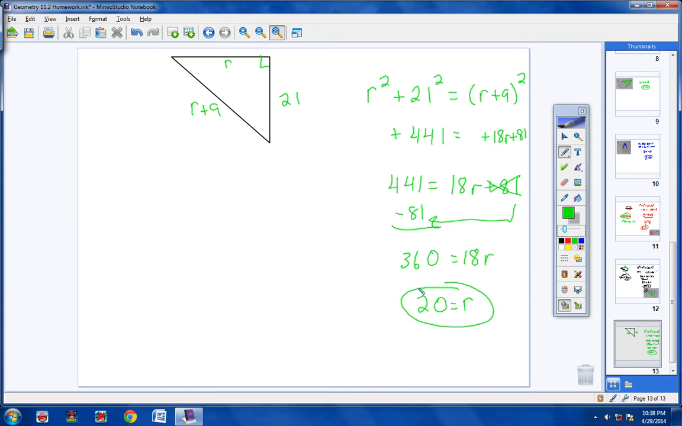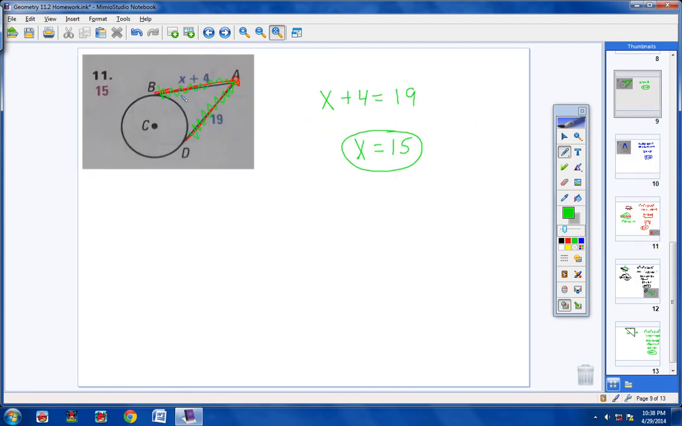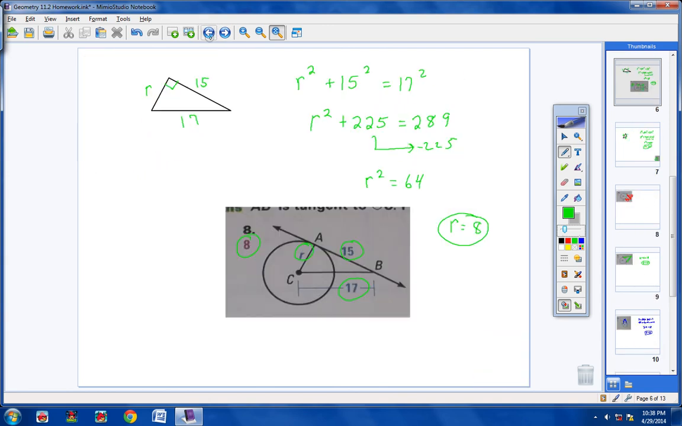We learned number one, let's go back a little bit. We learned that when two lines are tangent to the same circle and they come from the same exterior point, those two segments will be congruent. We learned that when you have a tangent line like this and a radius drawn to the point of tangency, those two lines will be perpendicular.